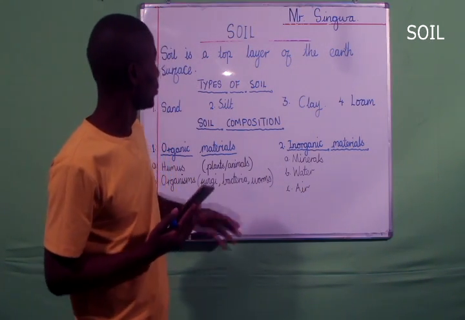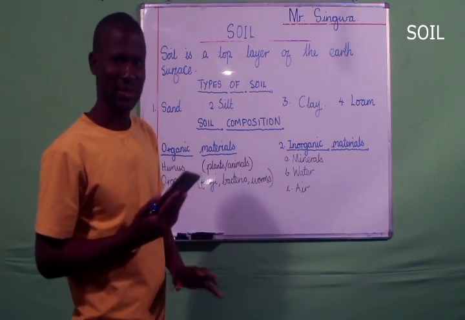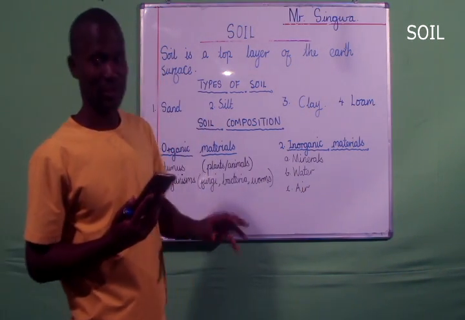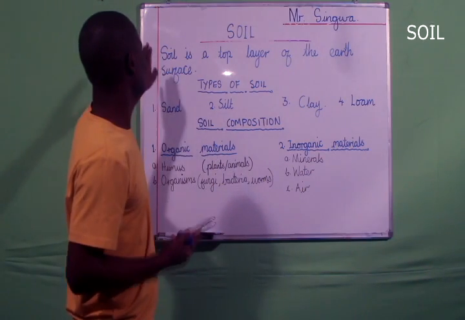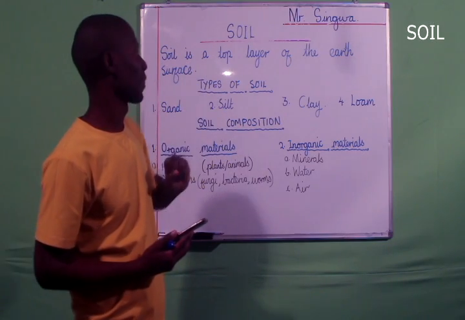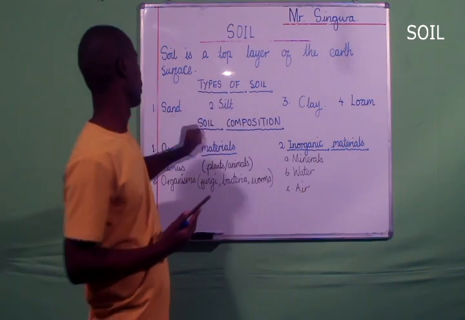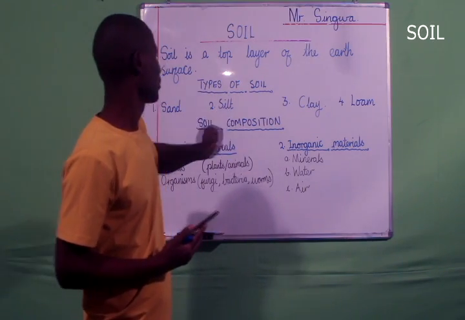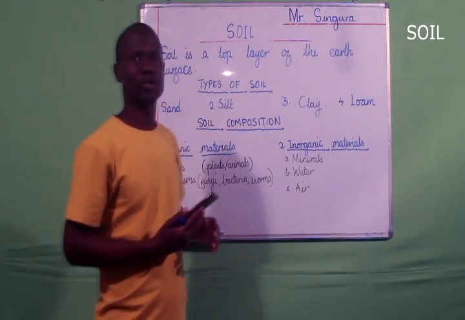Today, we are going to learn about soil. What is soil? The first thing we need to sort out is to find out what soil is all about. Soil is the top layer of the earth's surface. And we have what we call the types of soil. Types of soil, we have sand, we have silt, we also have clay, we also have loamy soil.